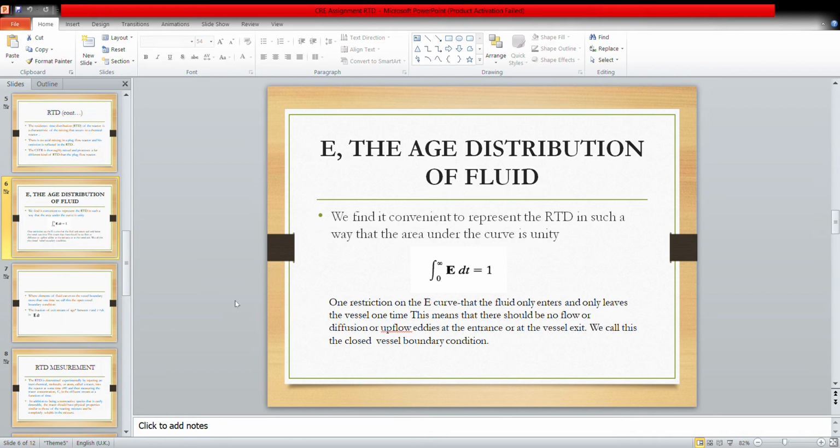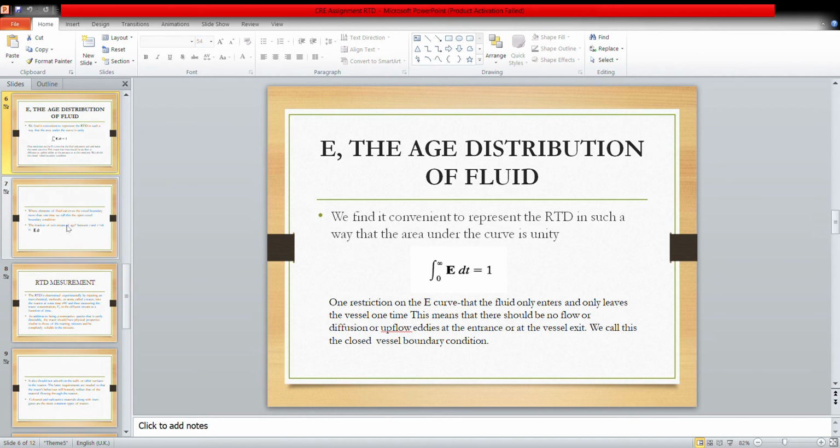One restriction on the E curve is that the fluid only enters and only leaves the vessel one time. This means that there should be no flow or diffusion or upflow eddies at the entrance or the vessel exit. We call this the closed vessel boundary condition. So in this closed vessel boundary condition, a molecule can enter the vessel only one time and exit one time. It cannot come back or re-enter the reactor. There should be no eddies formed during the entrance and exit.